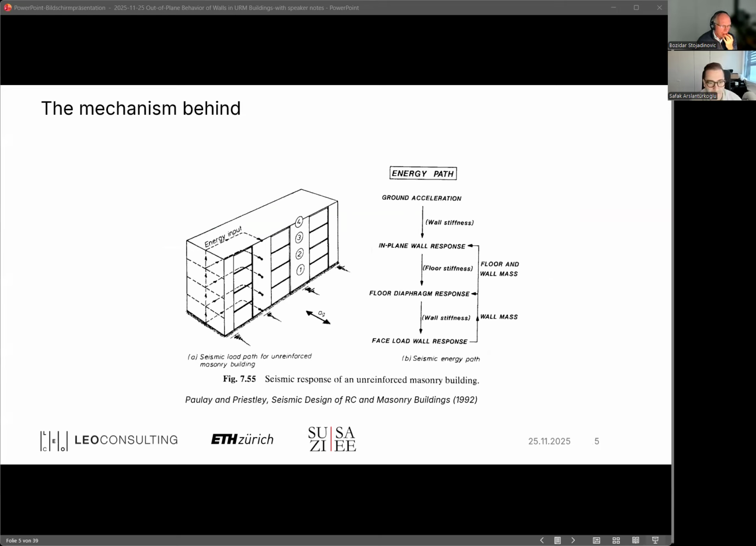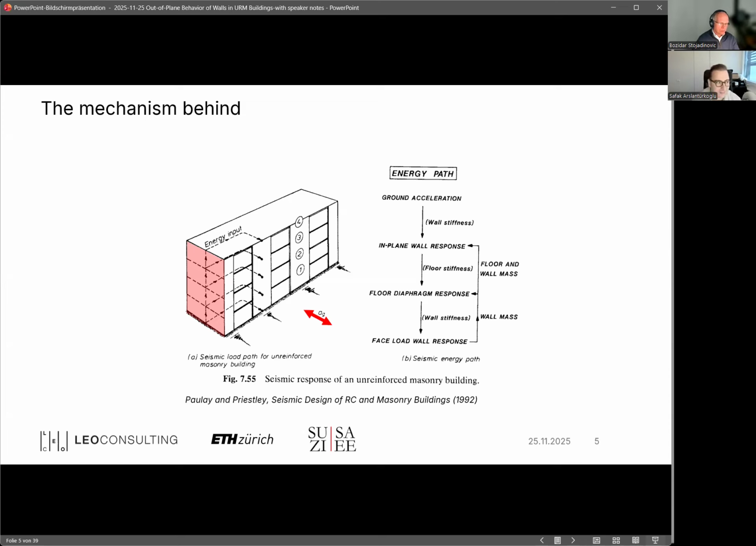which is the main difference. And that sort of check, or that sort of mechanism, is particularly complex because there is the interaction between the behavior in-plane and out-of-plane. So just to illustrate it, here is a building taken from Paulay and Priestley's book that is excited by a horizontal acceleration, a_g, that would excite this wall in red, the facade wall.